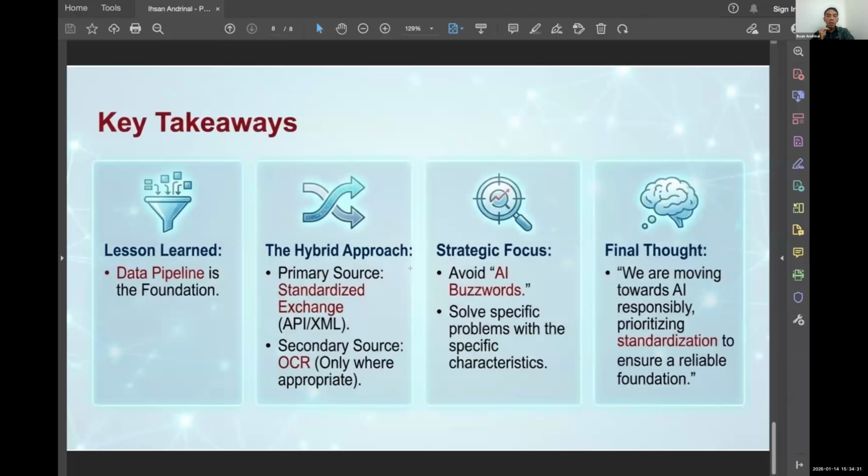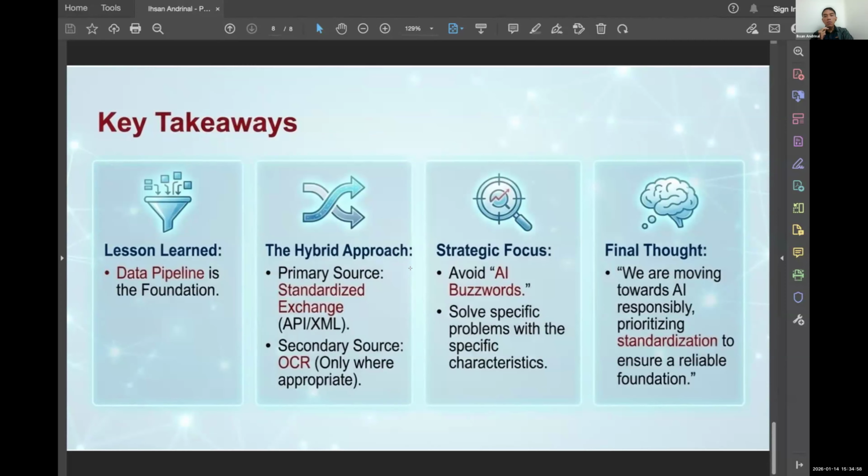Yeah, this is the last slide. The key takeaways. We learned that building an AI ecosystem in the government sector is complex, involving many stakeholders and services. So the key lesson for us is the data pipeline is the foundation. We are currently focusing on building a robust data pipeline. We believe this is a prerequisite before we can launch effective AI services.